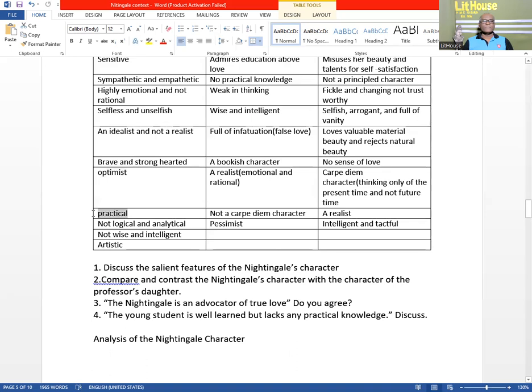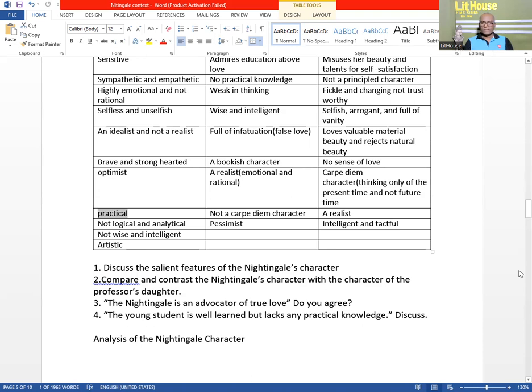Practical. Another good quality of this character. She is quite practical. What is practical? Not bookish. She finds out a way for creating a red rose. That is practical quality. You have solutions, answers to your problems. That is your practical nature.